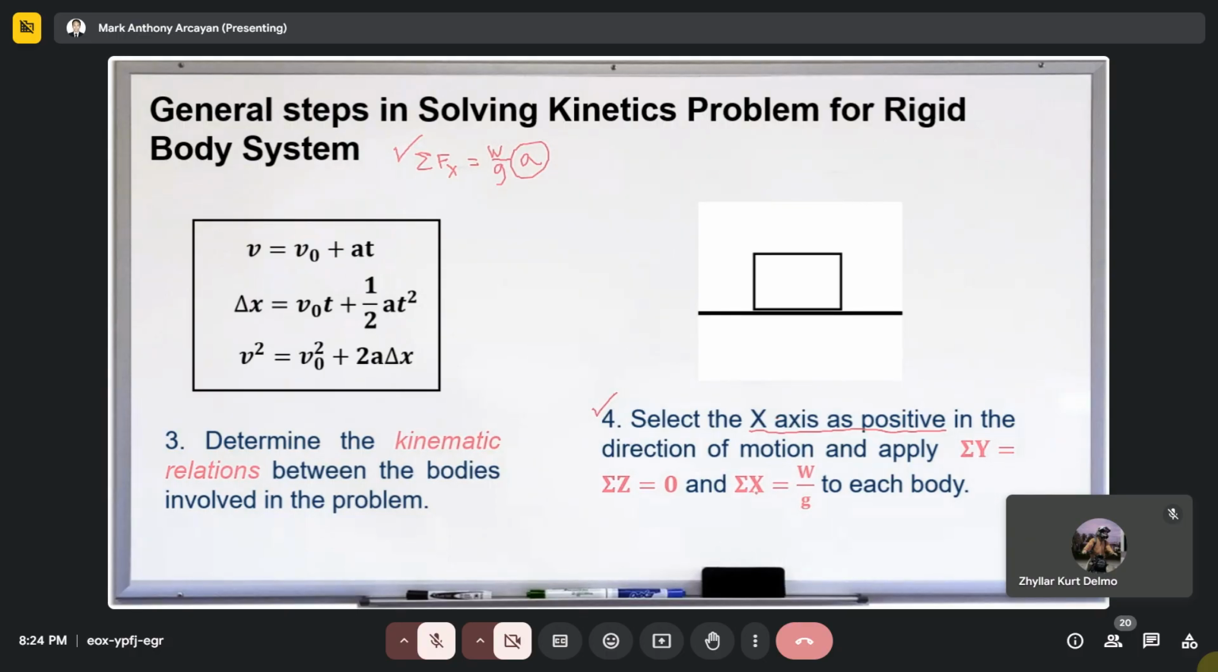And with that, you can perform summation of forces along x is equal to mass, weight over g, times a. I forgot to put here an a for the acceleration. You're going to do this for each body or each particle, because in later classes we will not only analyze a single particle, but more than one particle. And for more than one particle, you need to construct more than one FBD.